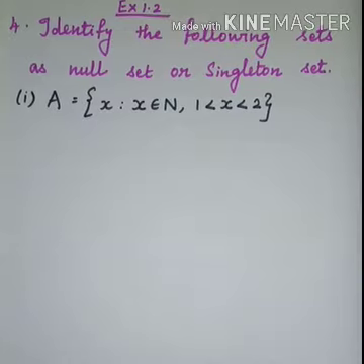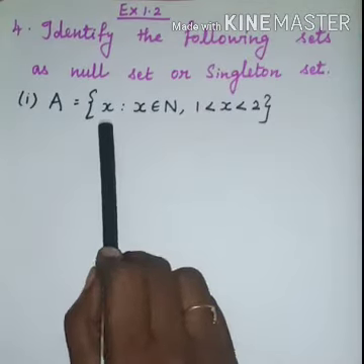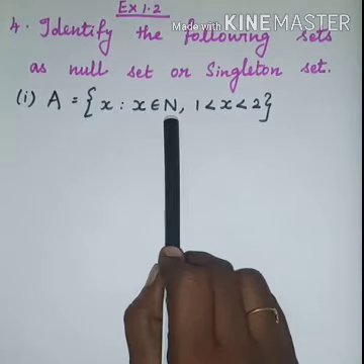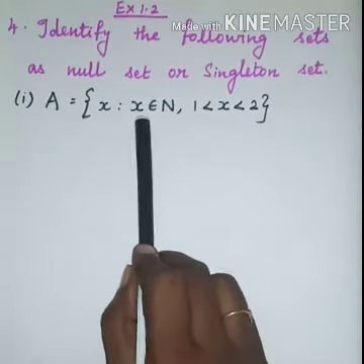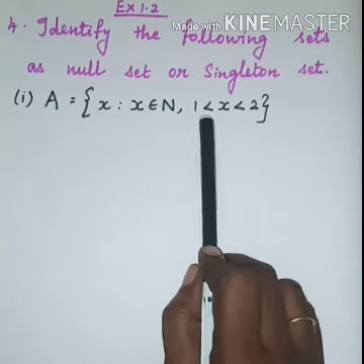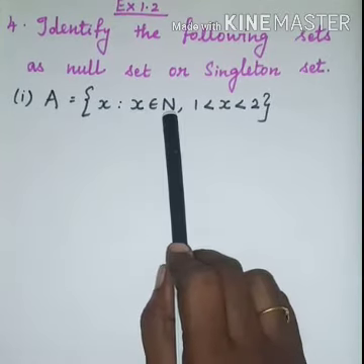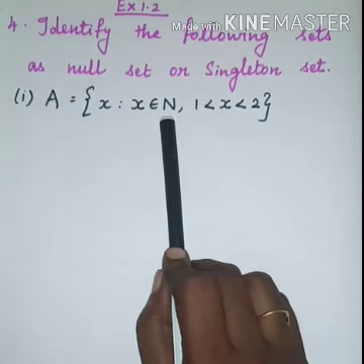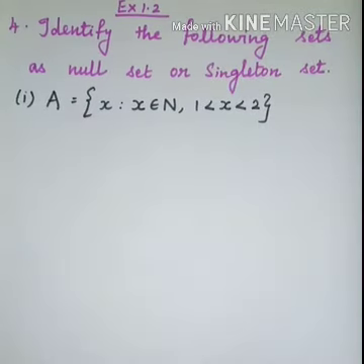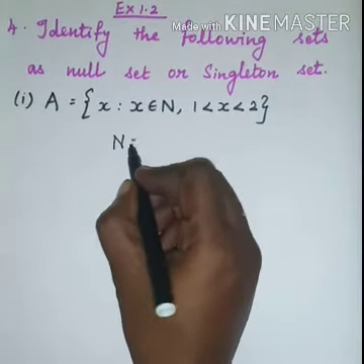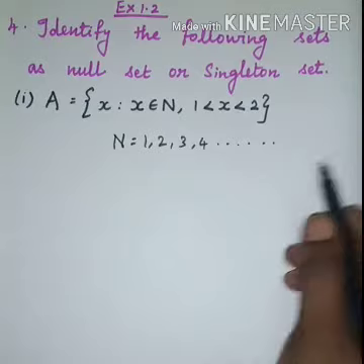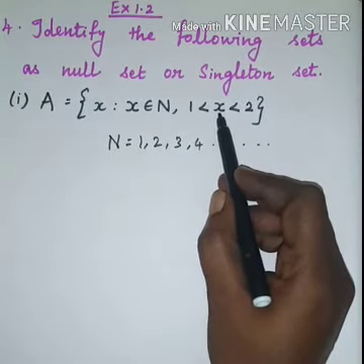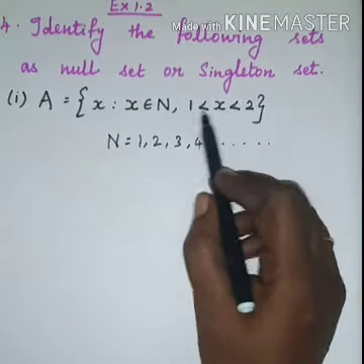So here A is equal to the set of X such that X belongs to natural numbers, 1 less than X less than 2. So the condition given for X is 1 less than X less than 2, and X belongs to natural numbers. What is a natural number? Natural numbers start from 1, 2, 3 and go on and on. So N is equal to 1, 2, 3, 4, etc. Now here the condition for X is that X lies between 1 and 2.